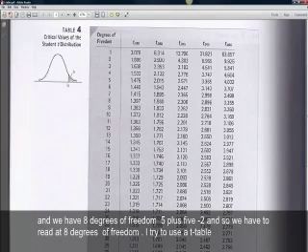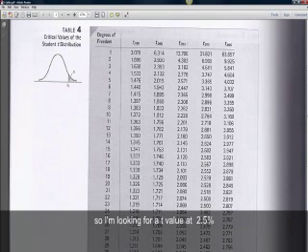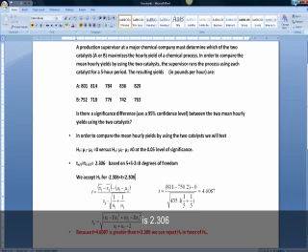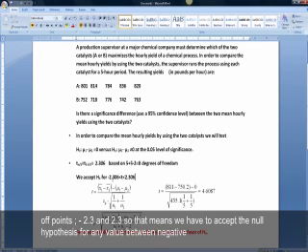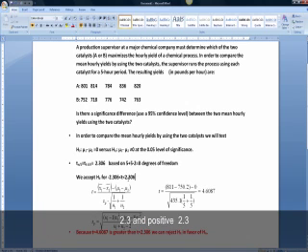I'll try to use a t-table. So I'm looking for the t-value at 2.5% and 8 degrees of freedom. So the value of t is 2.306. So we have two cut-off points, negative 2.3 and 2.3. So that means we have to accept the null hypothesis for any value between negative 2.3 and positive 2.3.